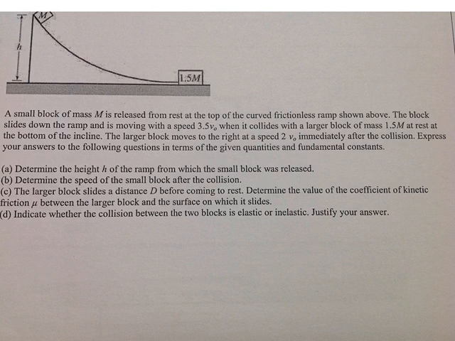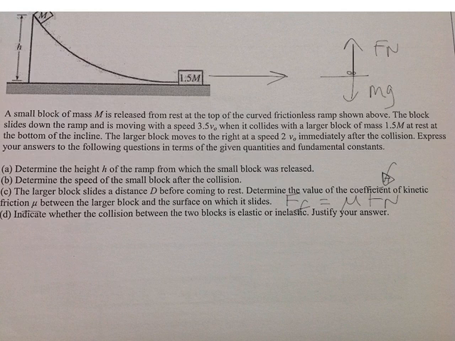Alright, and then part C asks, the larger block slides a distance d before coming to rest. Determine the value of the coefficient of kinetic friction mu between the larger block and the surface on which it slides. So remember, whenever they are starting to talk about mu, we're definitely talking about friction. And if we're talking about friction, we're talking about a force. So remember, the force of friction is equal to mu Fn, but we are not allowed to use Fn because it's not part of the given quantities or fundamental constants. But by the time it is sliding, it is just a flat block on a surface that is neither going up or down. So your Fn will be equal and opposite to your mg.